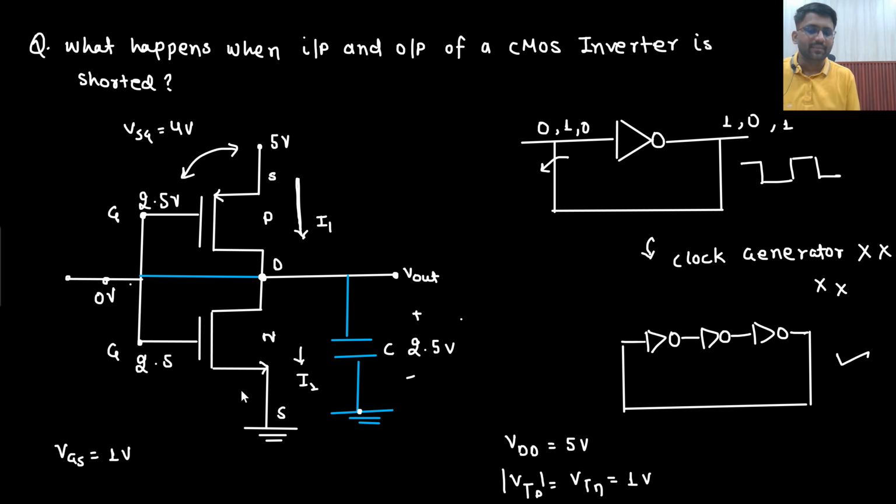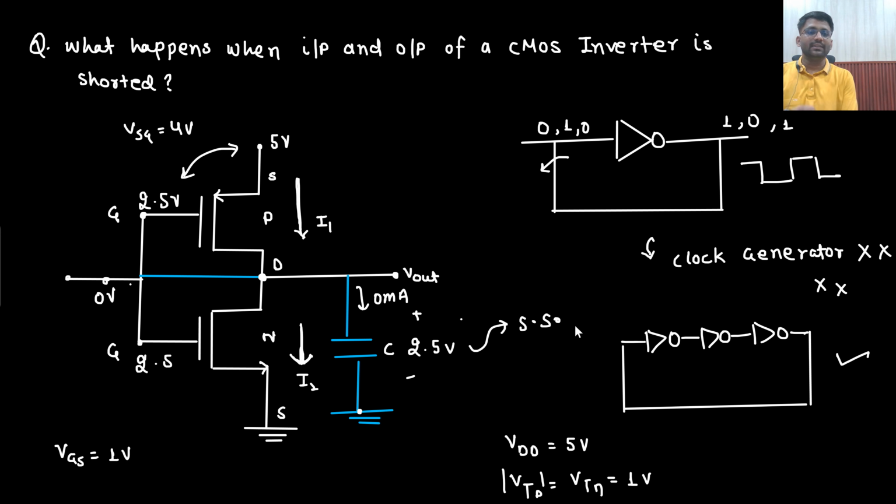And if both I1 and I2 are the same, that means if 2.5 milliampere current is coming from the upper side, the same current is going downward as well. The complete 2.5 milliampere current is going downward. What does that mean? Through this capacitor, there is 0 milliampere current. The capacitor will not charge further, and this will be the steady state value of the capacitor.